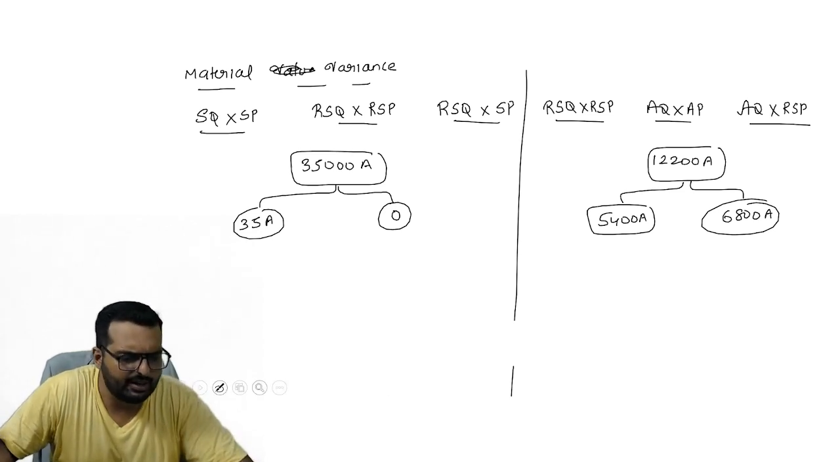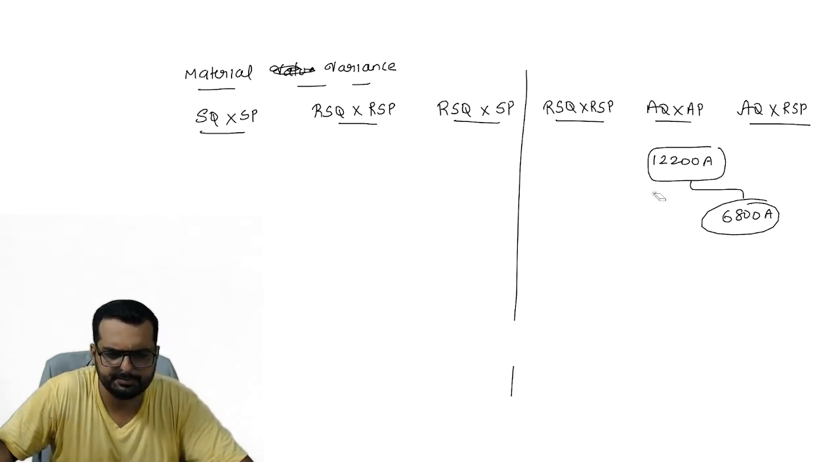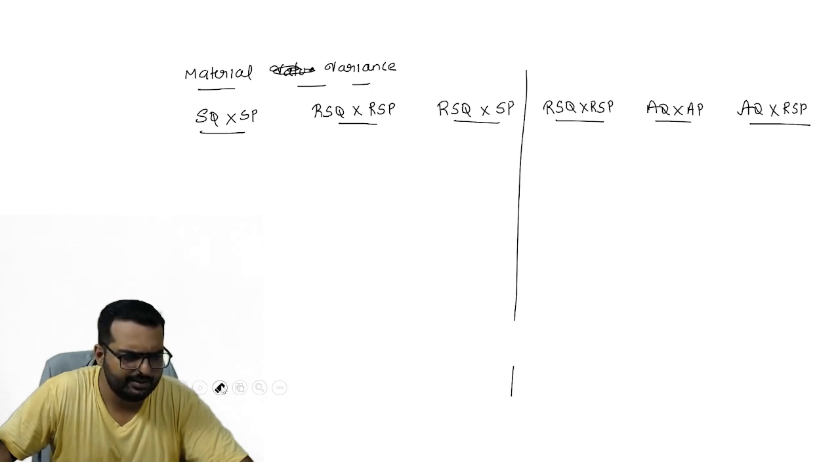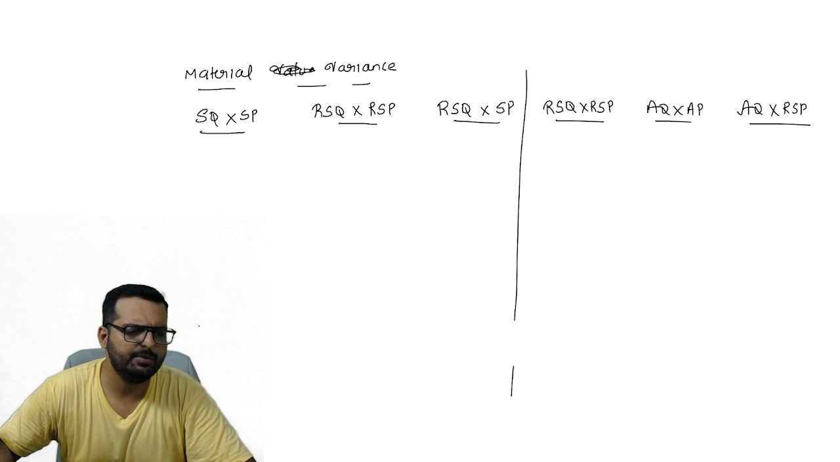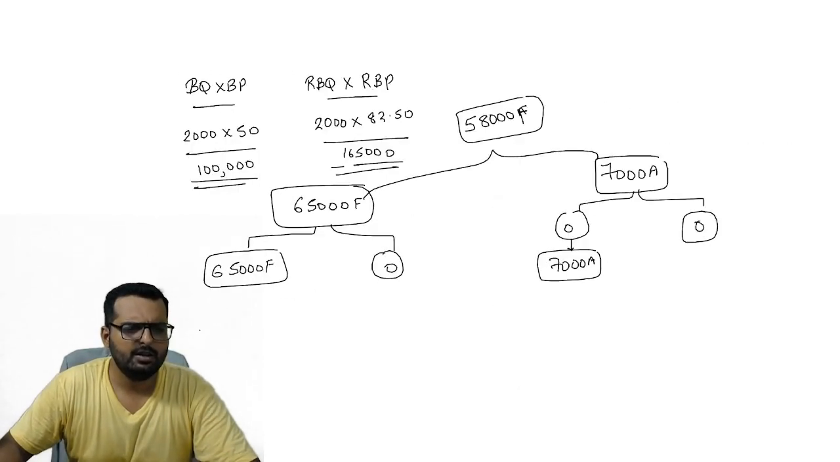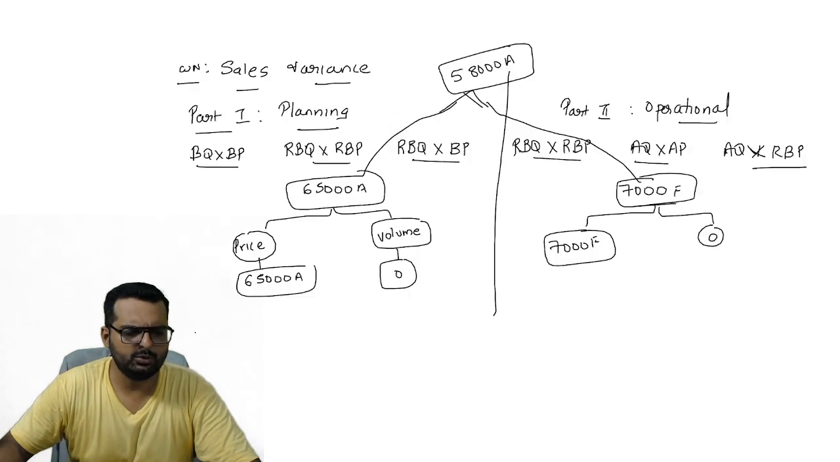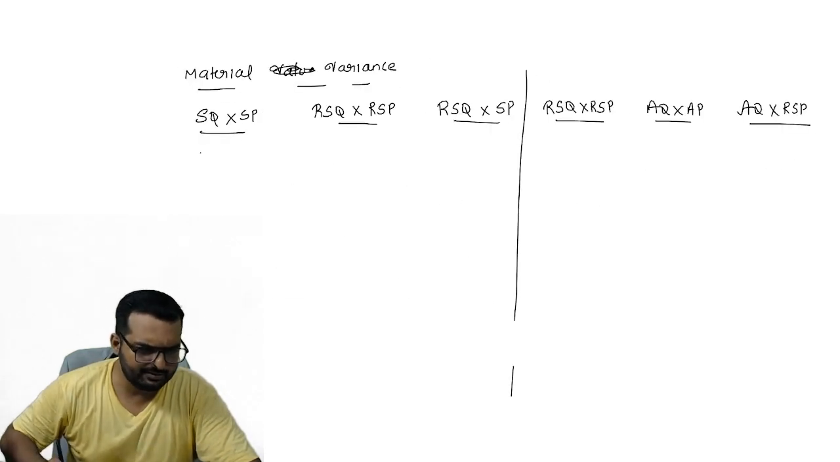Okay, Anika, I'll just put the numbers over here so that you understand. Rest is all procedure, right? I'll put the numbers here. The answer is correct. Nothing wrong in the answer. So we were doing SQ into SP. How much was SQ, friends? First one, it was 10 into 2.5. So this one is 10 into 2.5.